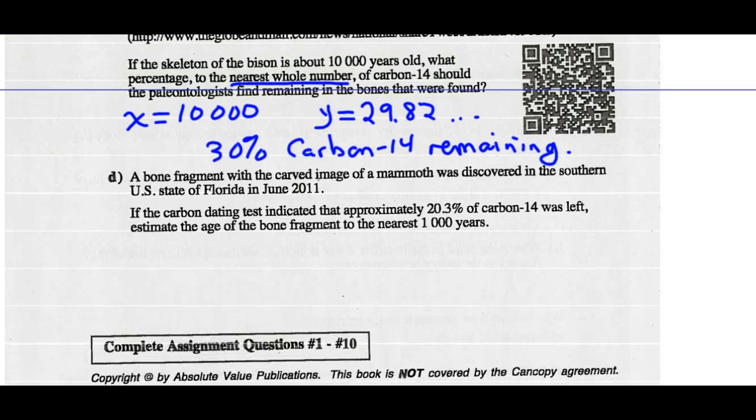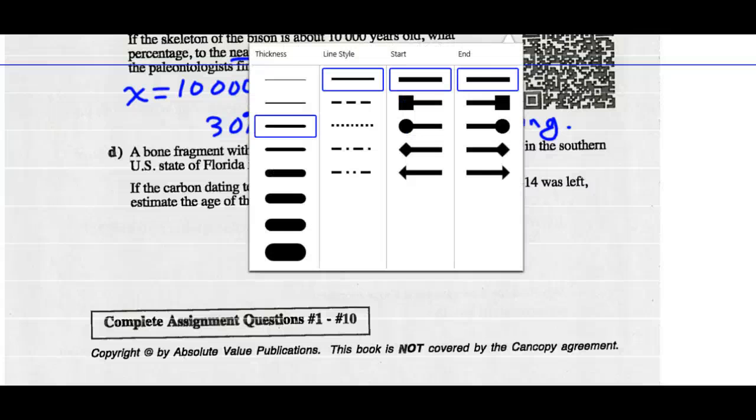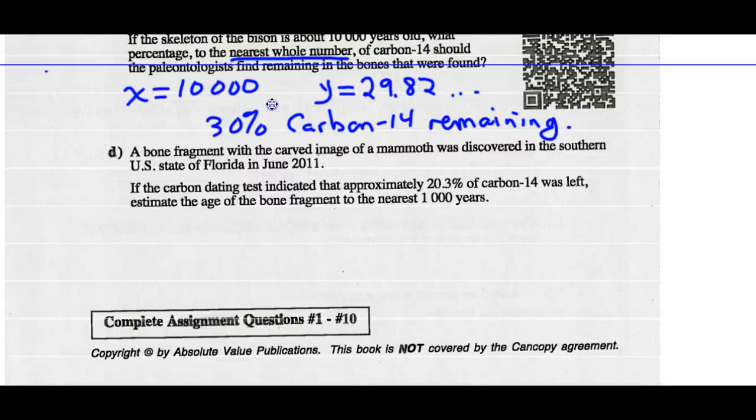Part D: a bone fragment with the carved image of a mammoth was discovered in the southern U.S. state of Florida in June 2011. If the carbon dating test indicated that approximately 20.3% of carbon-14 was left, estimate the age of the bone fragment to the nearest 1,000 years. So now I want to go into my Y2 equation and type in 20.3 and then find the point of intersection between Y1 and Y2. And at that point of intersection, we're looking for X.